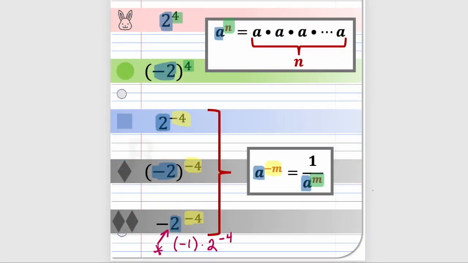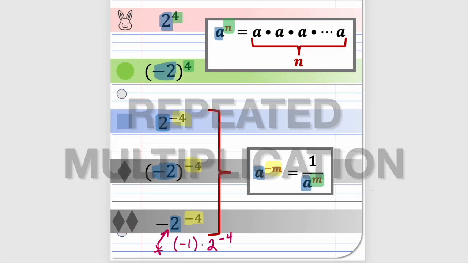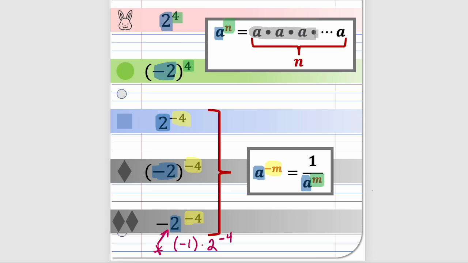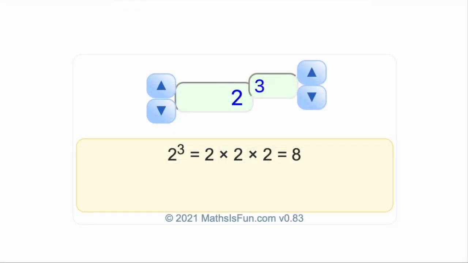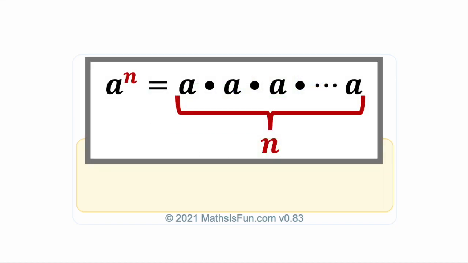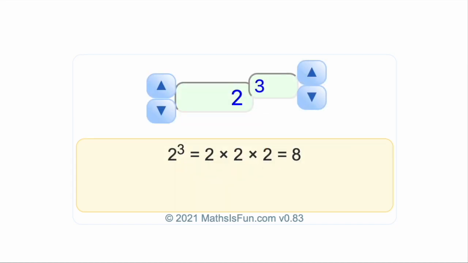Next few words, repeated multiplication is showing right here, but I think it would be useful to have a look at what that means using numbers. Here's a tool that's very useful to show repeated multiplication. If you go to mathisfun.com and search exponents, you'll probably find it.